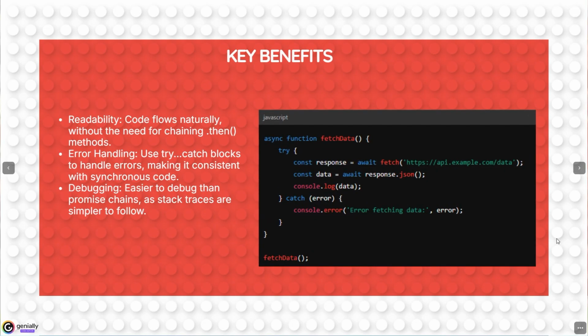There are some key benefits of using async await. First, readability. Code flows naturally without the need for chaining then methods. Error handling. Use try-catch blocks to handle errors, making it consistent with synchronous code. And debugging. Easier to debug than promise chains, as stack traces are simpler to follow.